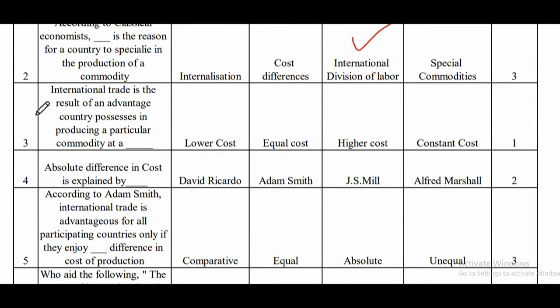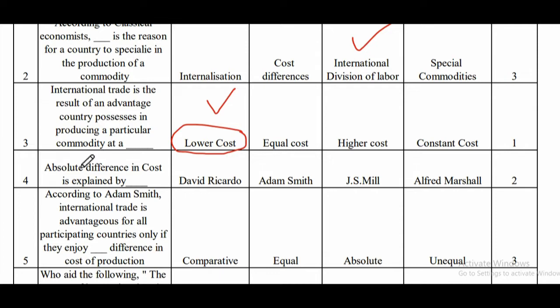Now the next one is MCQ number 3. International trade is the result of an advantage a country possesses in producing a particular commodity at dash. Option 1 is lower cost, option 2 is equal cost, option 3 is higher cost, and option 4 is constant cost. Please remember that in international trade, if any country has an advantage, it is because of the lower cost. So the correct answer is option number 1.